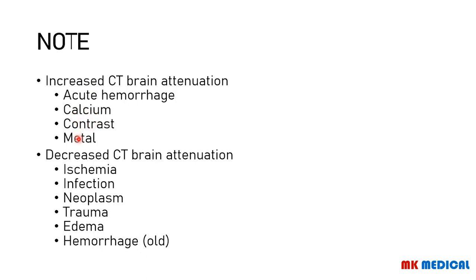What would decrease attenuation or cause a hypodense lesion? Things like ischemia, infections, neoplasms, trauma, edema, and hemorrhage. Pretty much old hemorrhage. Acute hemorrhage is going to be hyperdense. Old hemorrhage is going to be hypodense.